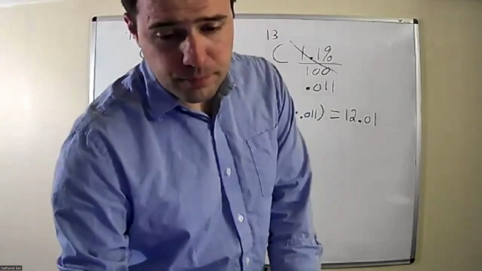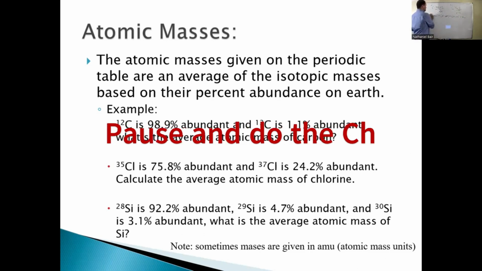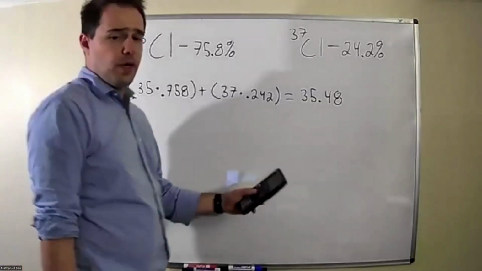Let's have you try the next one. Go ahead, try to give me the average atomic mass of chlorine if 75.8% of the chlorine on Earth is chlorine 35 and 24.2% of the chlorine on Earth is chlorine 37, and then check your work using the periodic table because I didn't make these numbers up. I actually looked it up. Go ahead. I got 35.48. We're not going to put any units on here.